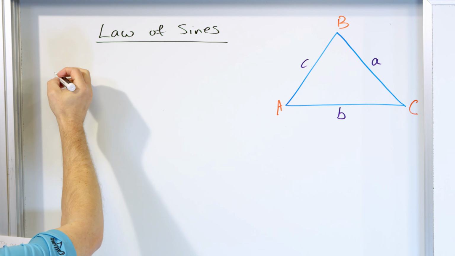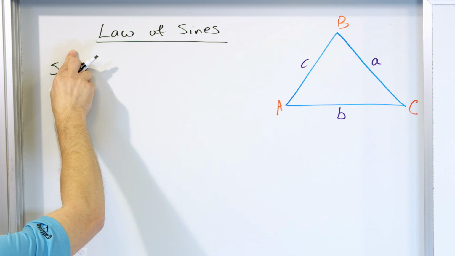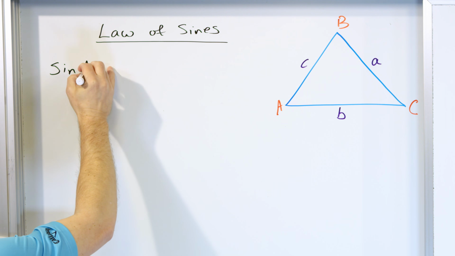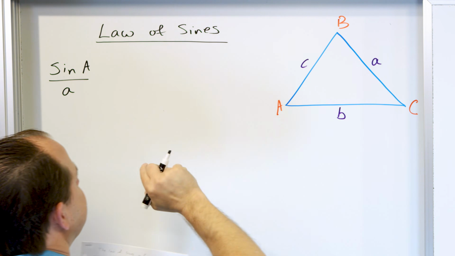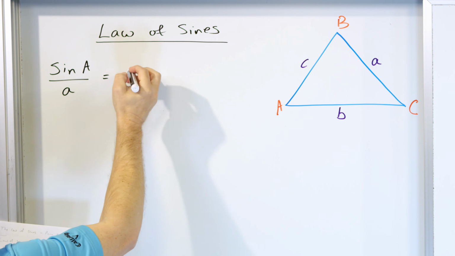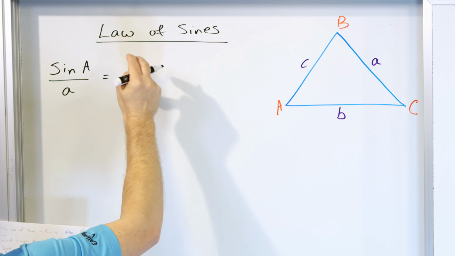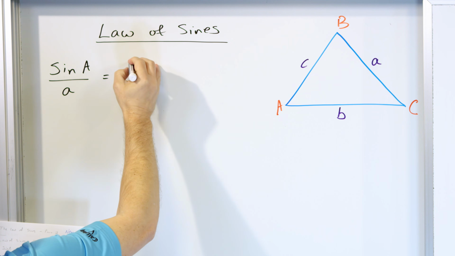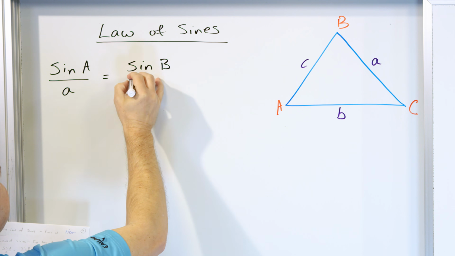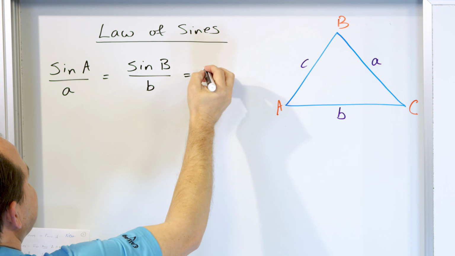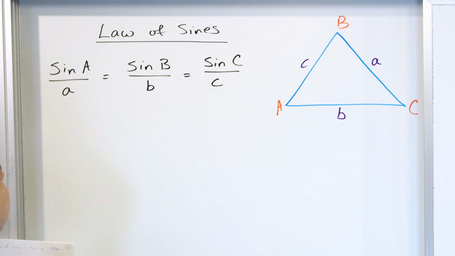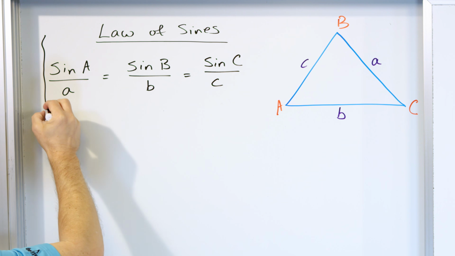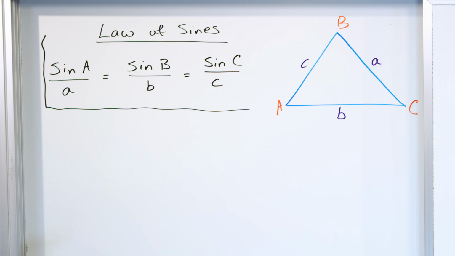So the law of sines says that the sine of angle A, in this case this angle, divided by the side opposite, which is the length side a there, is equal to the sine of angle B divided by side b, and that's also equal to the sine of angle C divided by side c there. So here is the law of sines. So sine A over a equals sine B over b equals sine C over c.